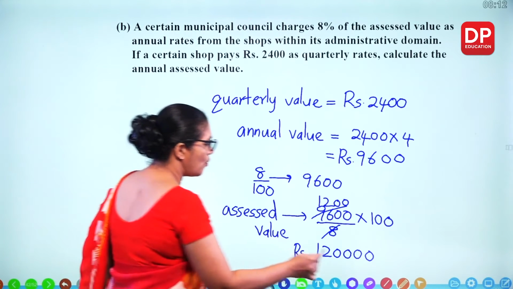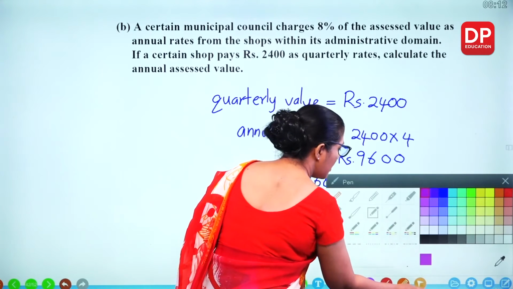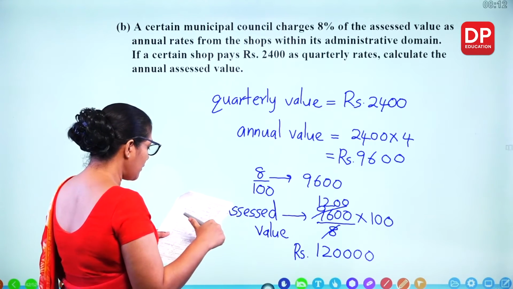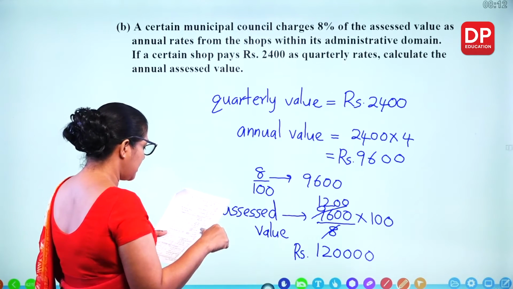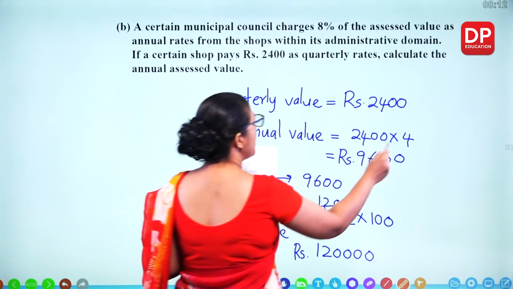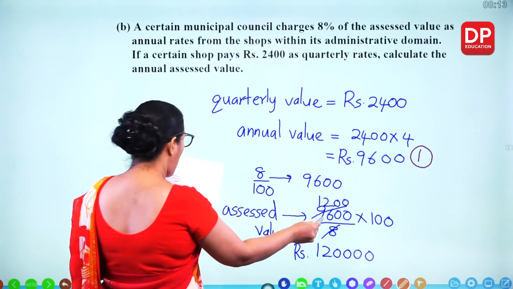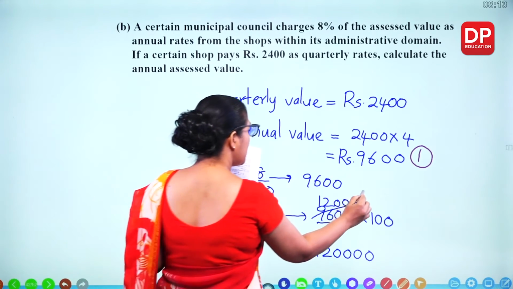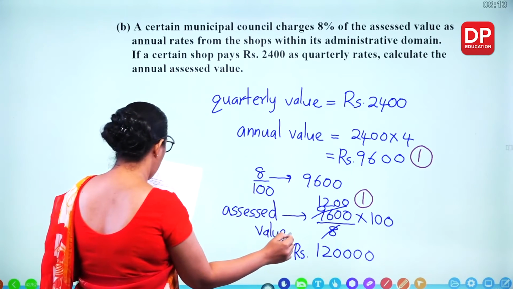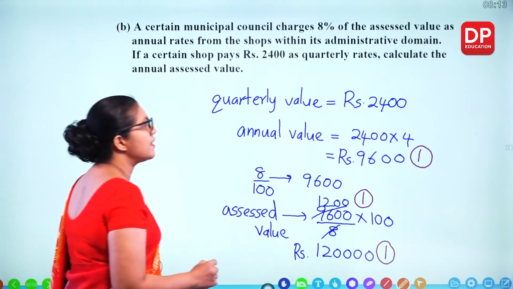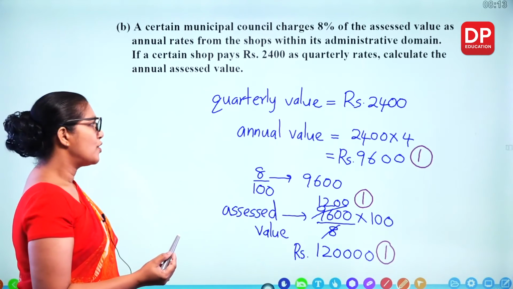So you get only 3 marks here. How do you get 3 marks here? Finding this value, multiply by 4, 1 mark, and divide this by 8 and the method, 1 mark, and 120,000, 1 mark. So altogether 10 marks for the whole question.